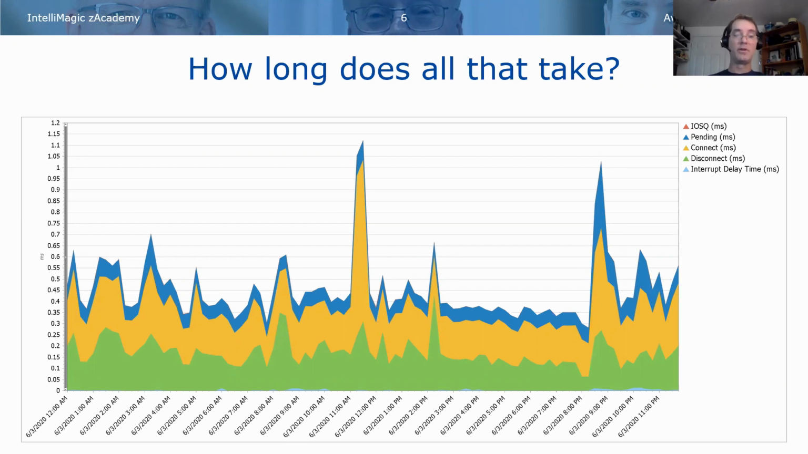Virtually no IOSQ, as I mentioned earlier, largely resolved with PAV, a little bit of pend time, connect time, the traditional productive transfer time, if you will, although there is some protocol involved in that, and disconnect time, which again, for reads, traditionally that's just a read miss, but if you're doing sync replication, you're going to have some disconnect time related to your writes as well.